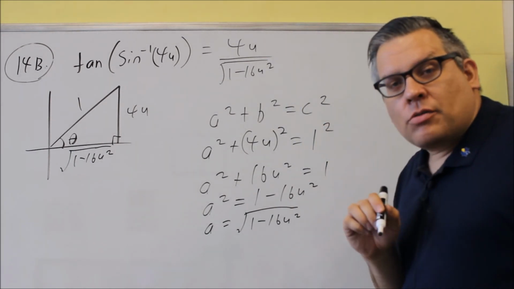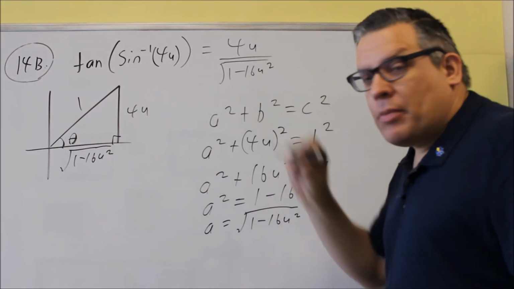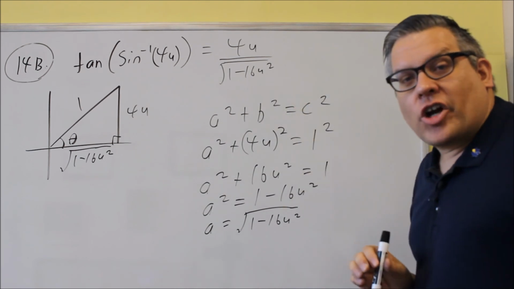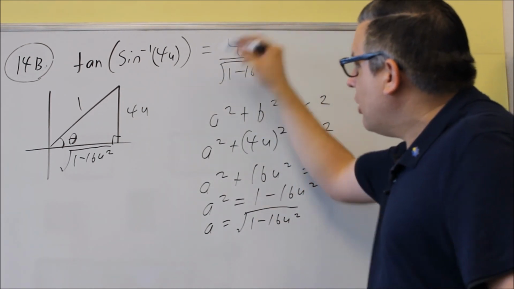Now don't worry about rationalizing this one. You only have to rationalize if you have a number on the bottom, but whenever you have variables with a square root, not necessary to rationalize that. So we can leave our answer in this form.